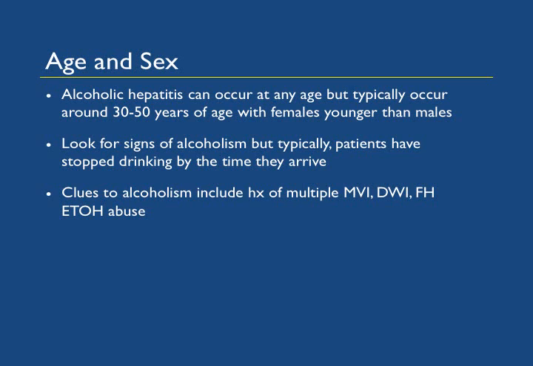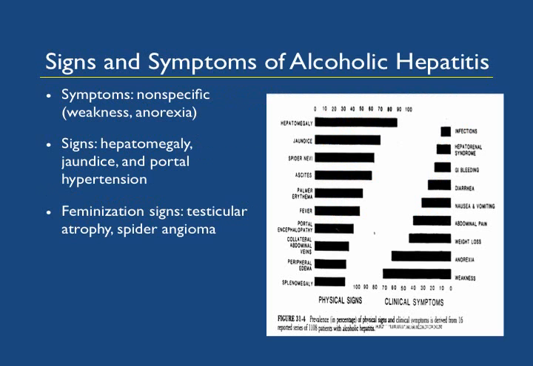Other clues of alcohol abuse might be evidence in the history of multiple traumas, DWI or driving while intoxicated, or a family history of alcohol abuse. Patients may not always be forthright regarding their alcohol use, and therefore it is very important that during the history you ask particular questions. The signs and symptoms of alcoholic hepatitis are somewhat nonspecific.